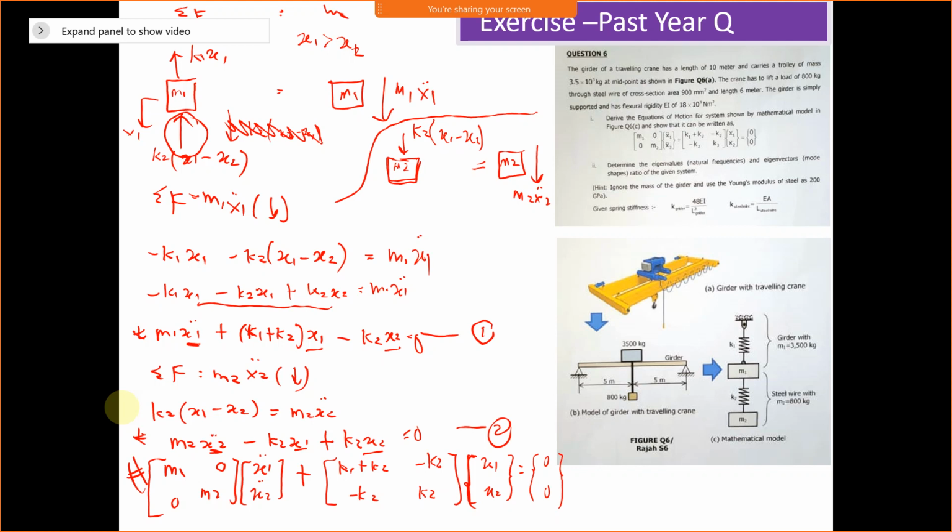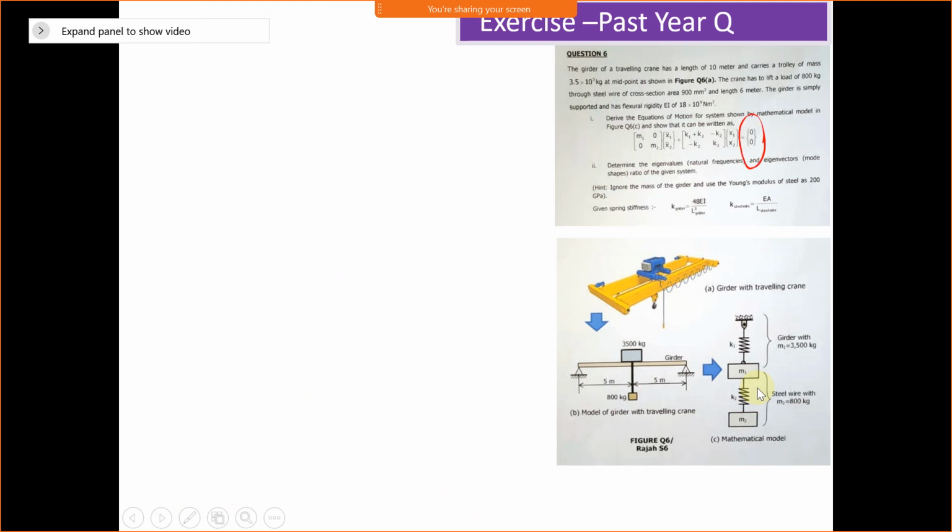And eigenvectors, mode shape. Eigenvectors ni dia lebih kepada ratio between A1 and A2, which is amplitude of first degree of freedom and amplitude for second degree of freedom. So ratio between amplitude yang atas dengan bawah lah. Okay, next.